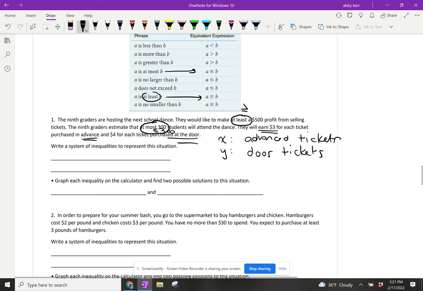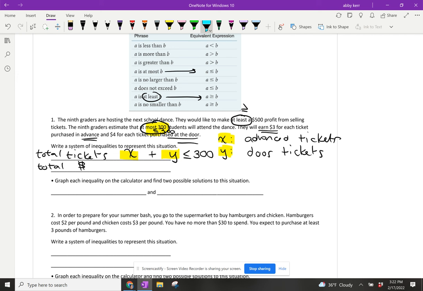So we have to come up with a system of inequalities. So we want total tickets because we're looking for the big idea. And then we're looking for total profit. So everything in the first inequality will have to deal with tickets, X and Y. The nice thing about the first one is it will always be X plus Y. Now, how many tickets are they looking to sell? They're looking to sell at most 300. So then just copy down the inequality that we found.